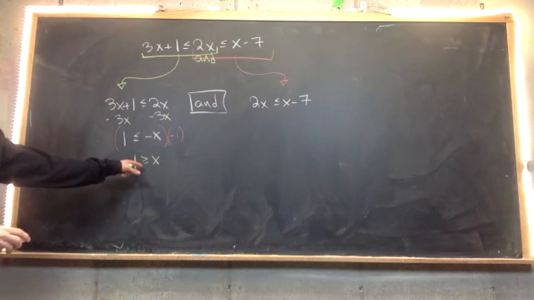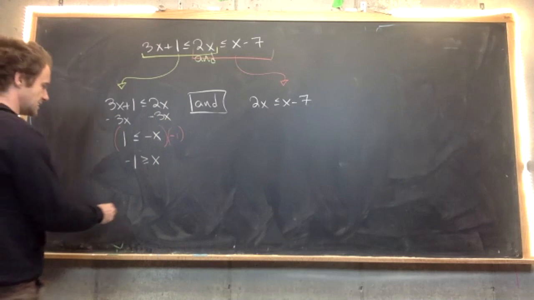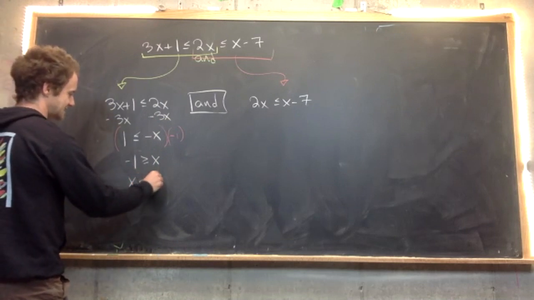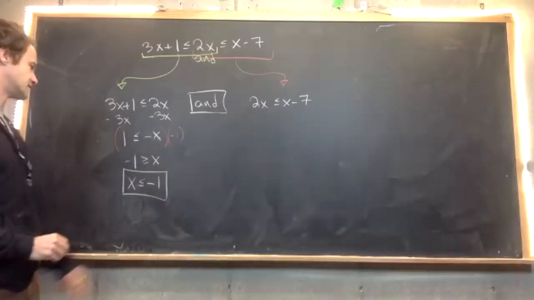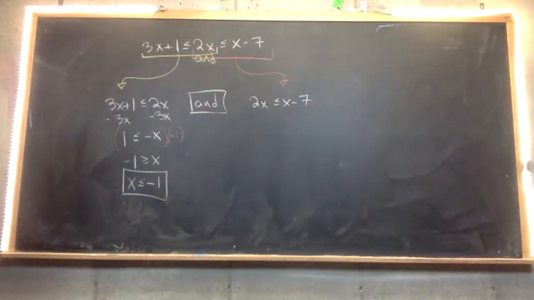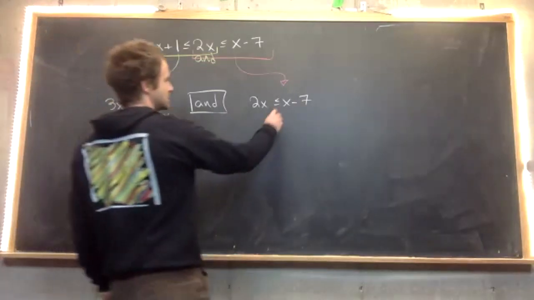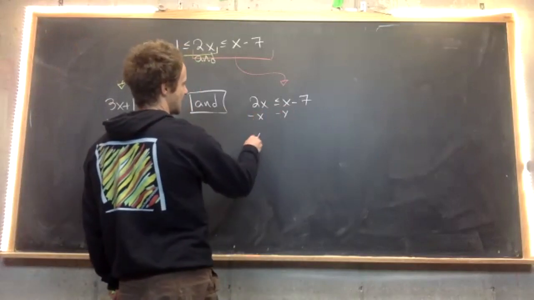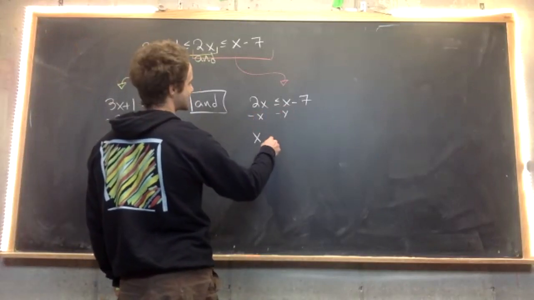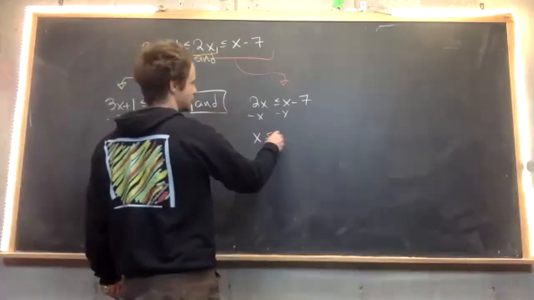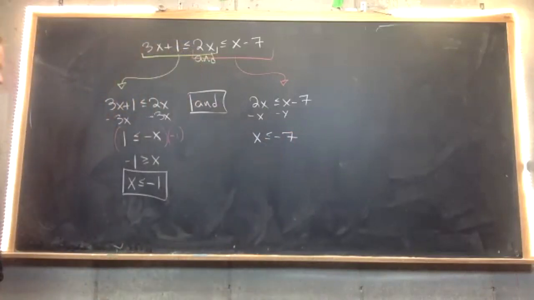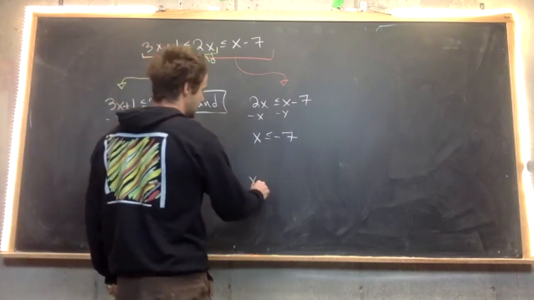So we're left with something like that. But now let's go ahead and maybe write that as x is less than or equal to negative 1, just to put it in increasing order, or put the x over on the left-hand side, I should say. Now let's go ahead and do the same thing over here. So let's subtract x from both sides. So that's just going to leave us with x is less than or equal to negative 7. Okay.